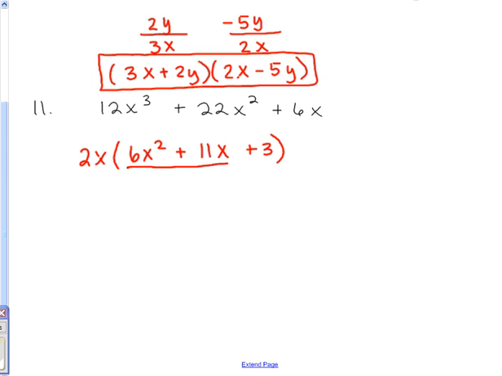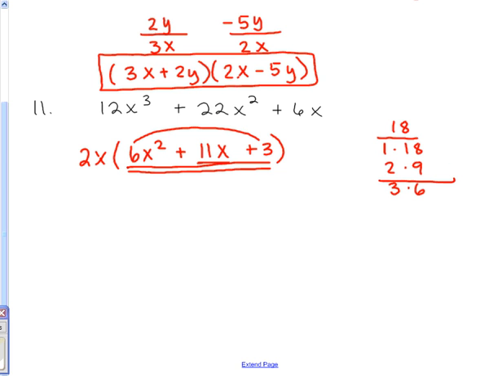Okay, so from here on out, I'm just working with this trinomial that's in parentheses. Okay, so again, multiply first times last. 6 times 3 would be 18. So my factors would be 1 times 18, 2 times 9, or 3 times 6. So it's a positive 18. I want the two numbers that will add to equal positive 11. So that would be 2 and 9. Both would be positive. So we would have 2x and 9x.